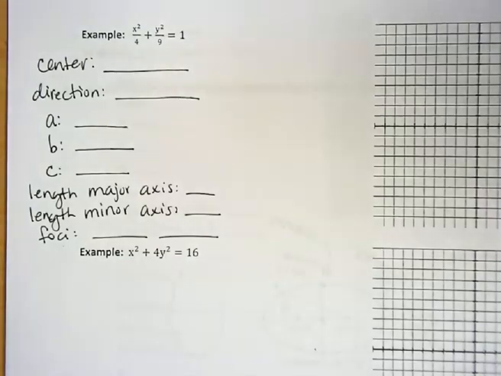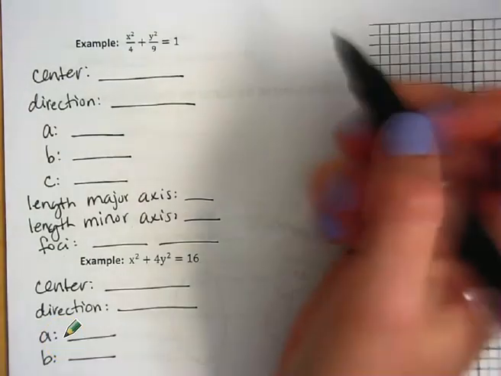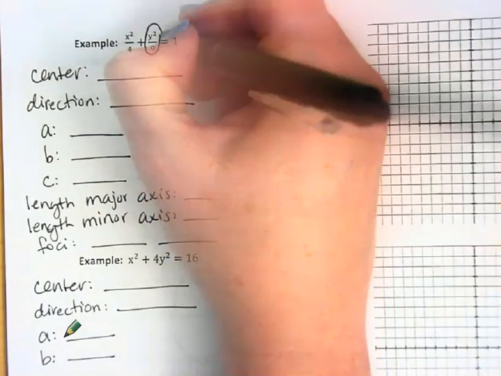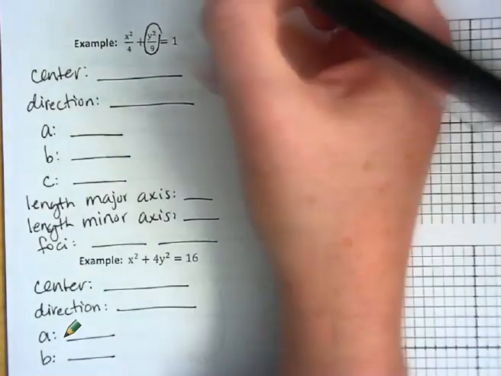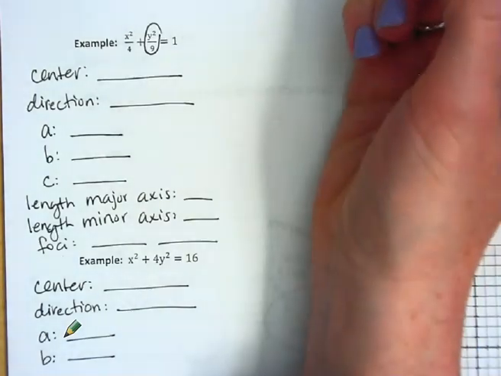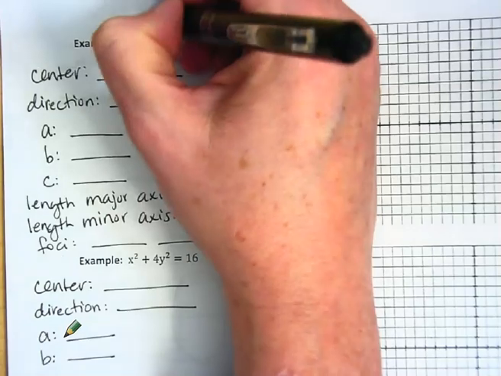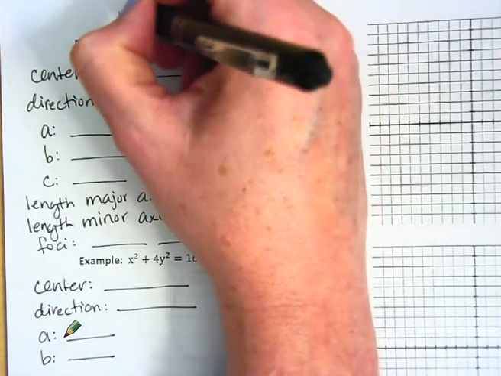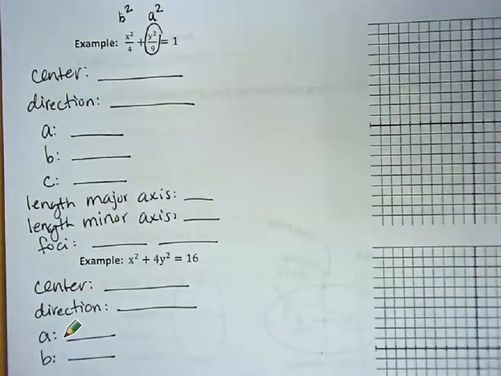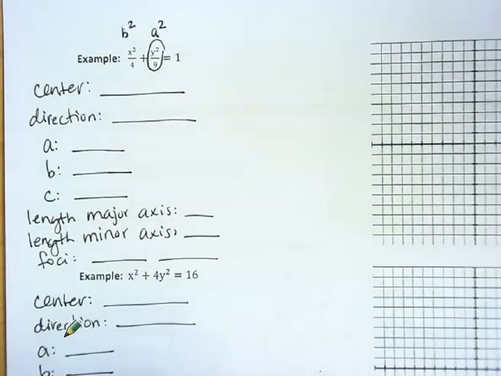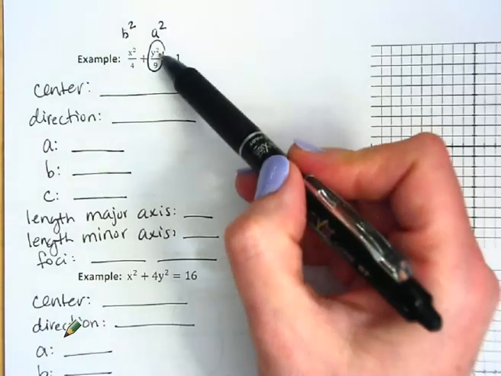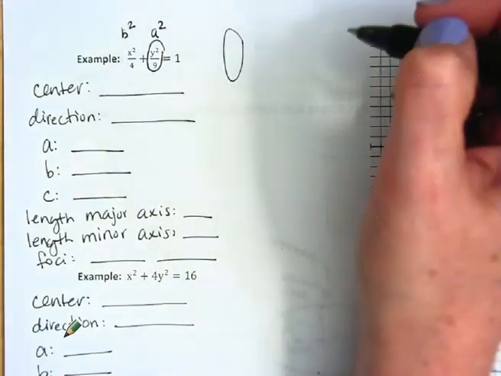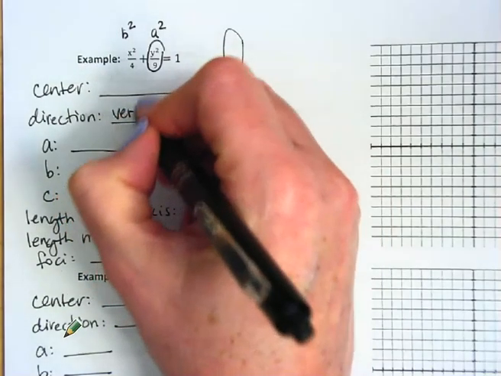The first thing we're going to do is find the bigger denominator, and for this first problem, it's right here. And the reason we're going to do that is because remember I said that A squared is bigger than B squared, so that 9 represents my A squared, and the 4 represents B squared. And that's also going to determine the orientation of my ellipse. So if the y has the bigger denominator, that means my ellipse is going to have a vertical direction.